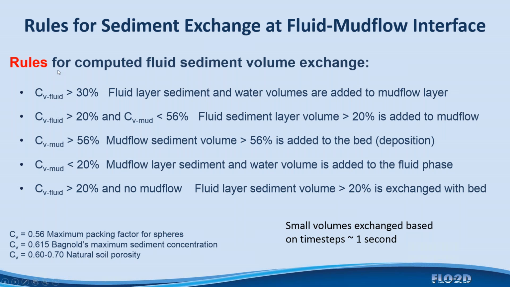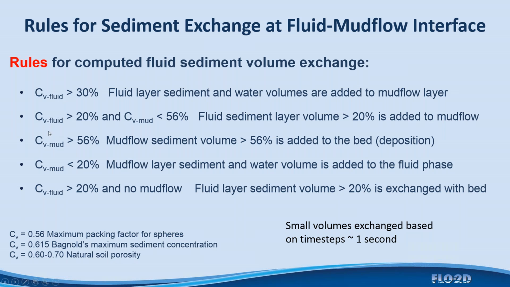So these are the rules that I have in these, and if you want to debate these with me, you're welcome to. If you have a fluid phase, and when the fluid phase gets greater than 30% concentration by volume, the fluid layer, sediment, and water volumes are completely added to the mud flow layer. If you have a fluid layer that's greater than 20% and the mud flow layer is less than 56%, then the fluid layer greater than 20% is directly added to the mud flow layer.